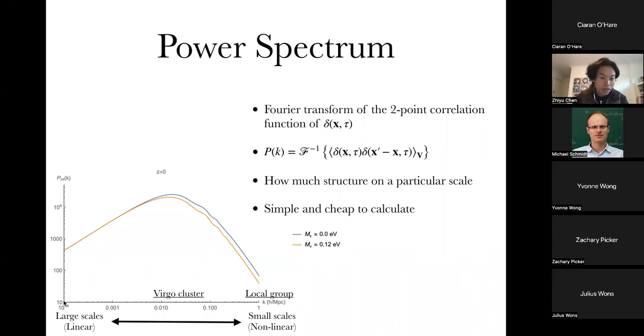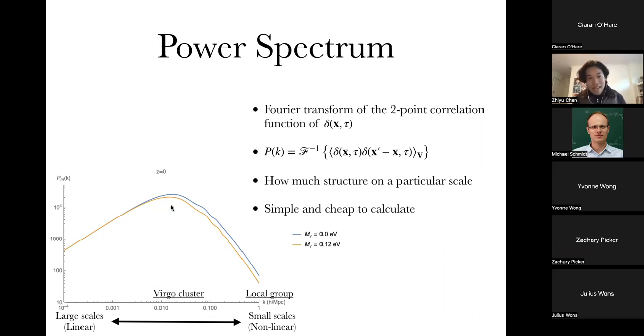And you can interpret the very small k as the very, very large scales where the big stuff happens. And the very large k is the very small scales. And just to give you a reference, the local group that our galaxy lives in will probably be around k of 1.5. And the Virgo cluster being a lot bigger will be around k of 0.2.